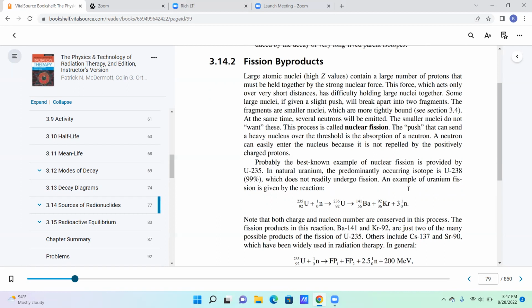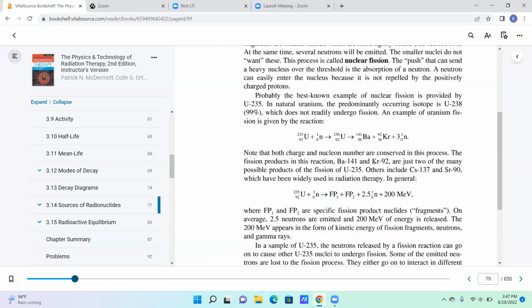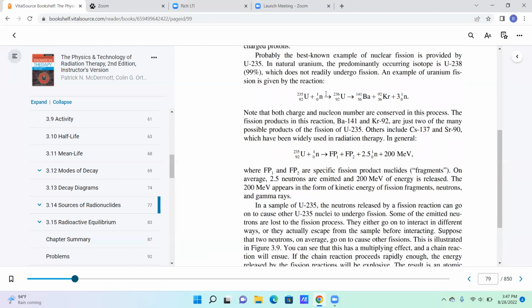The push that can send the heavy nucleus over the threshold is an absorption of a neutron. A neutron can easily enter the nucleus because it's not repelled. The best known example of nuclear fission is U-235, which takes in a neutron, becomes U-236, which eventually becomes barium-141 plus krypton-92, and then you've got 3 more neutrons coming out. So both charge and nucleon number are conserved in this process.